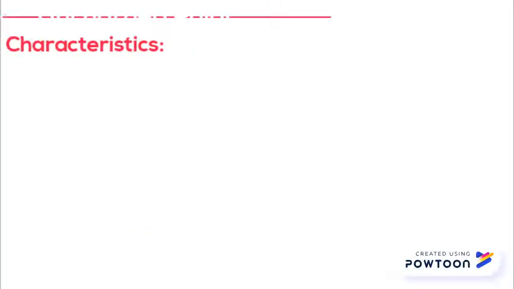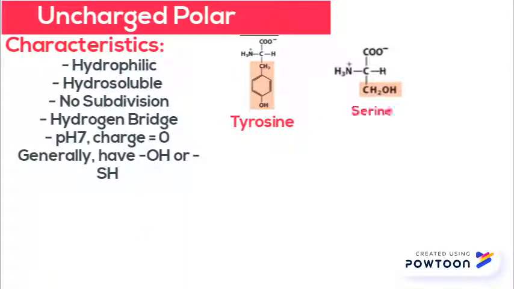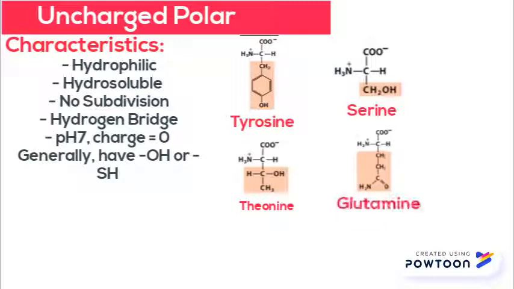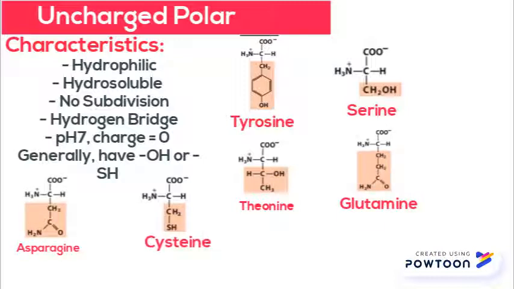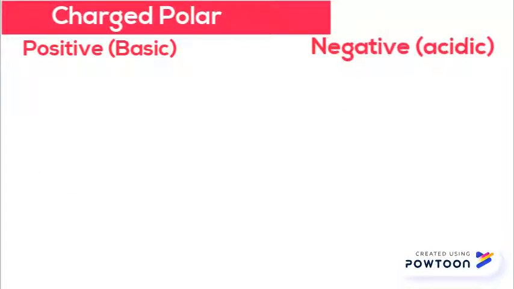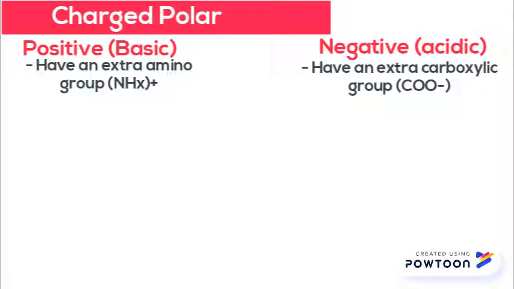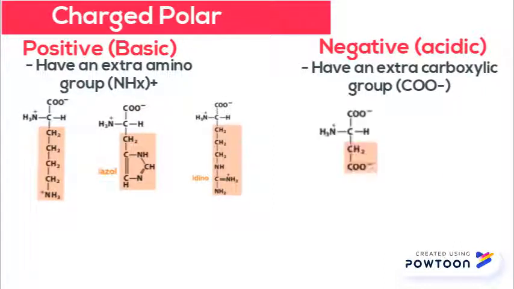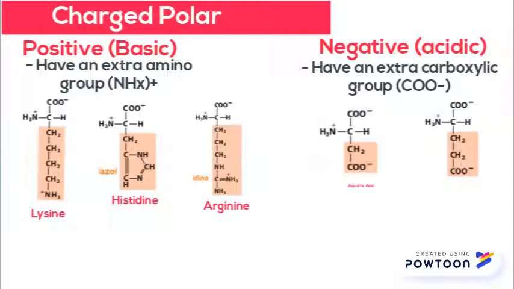Another classification is the uncharged polar. Its characteristics are hydrophilic, hydrosoluble, no subdivision, hydrogen bridge, pH 7, charge 0, and they generally have an OH or an amide. Another classification is the charged polar. They can be positive basic, which have an extra amino group, and the negative acidic, which have an extra carboxylic group.